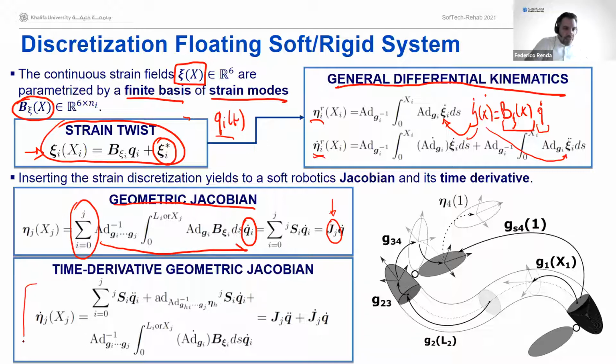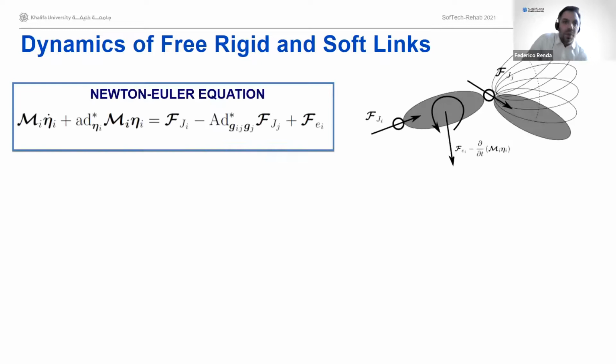Okay, similarly for the acceleration, which defines also the time derivative of the Jacobian. All right, this was a very important result. Now we have the Jacobian and its time derivative. Now we want to develop a dynamic model. How to do it? We start with the free dynamics of a rigid and a soft link.